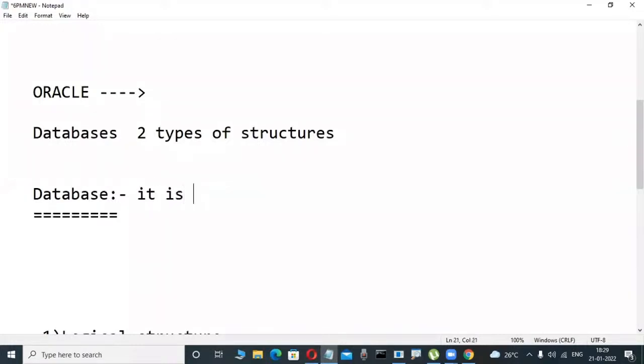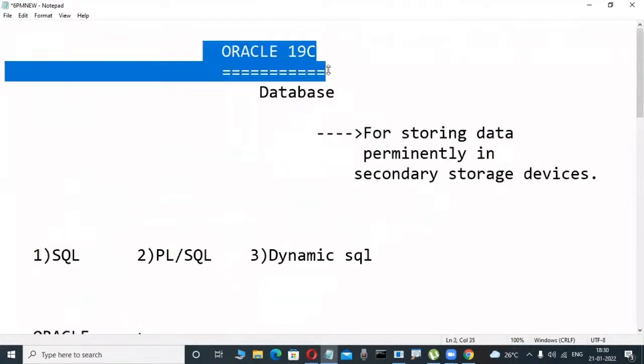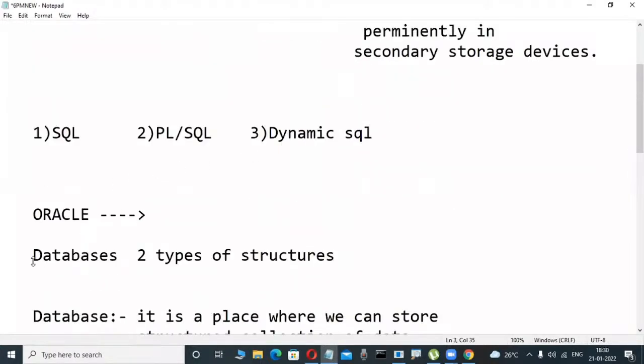It is a place in a computer system where we can store a structured collection of data. They are telling only that it is where we can store a structured collection of data. What is data? What is information? What is DBMS? That is later. Okay, structured collection of data. Observe here. Actually, whenever we are installing this type of Oracle or any relational database software, what is a database actually?